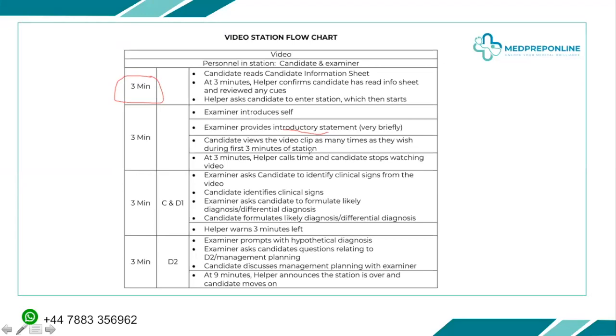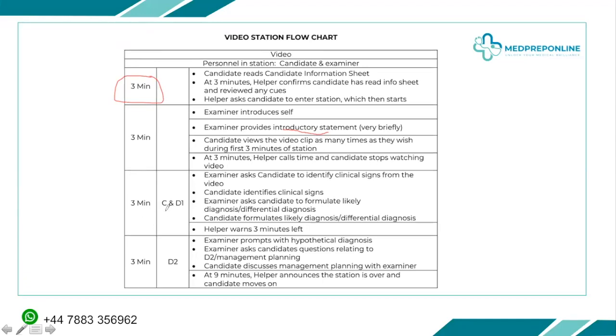So here the video clip will be played during the 3 minutes of the station. If the video is short, let's say 1 minute, you can see it twice. But we really do not recommend seeing the video twice, because once you see the video, you organize yourself: how am I going to present it, what are the signs. When the 3 minutes have passed, there is a bell and the candidate will stop watching the video.